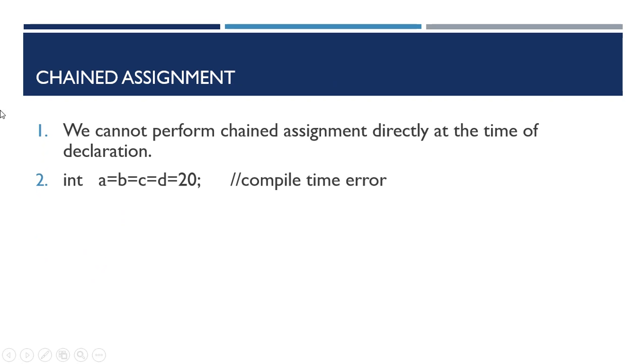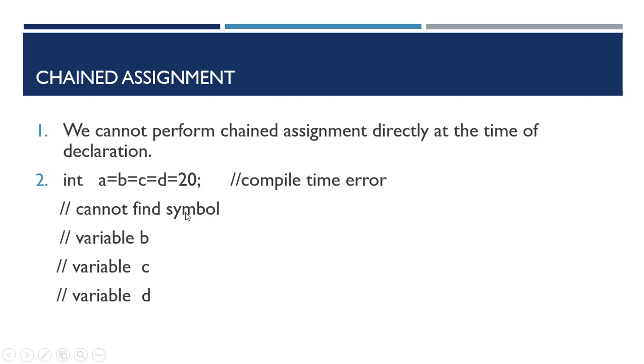See, here I am trying to declare variables, but meanwhile I am also assigning values to them. I am trying to assign the value 20 to D, but D is not declared yet, and I am trying to use it. If a variable is not declared and I try to use it, my compiler will say symbol not found, variable not found, and it will give a compile time error. My compiler is going to throw an error for the variables D, C, B. It will say cannot find symbol for variables A, B, C, D. This is the rule that we always have to remember.